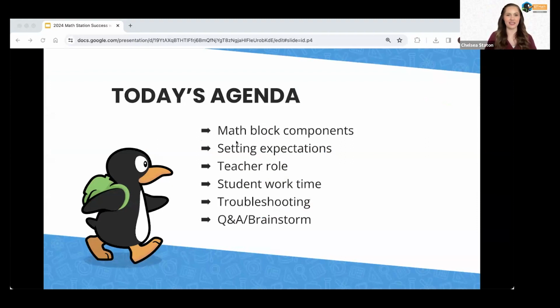Here's what we're going to be covering today. We're going to be looking at the components of a math block, especially when stations are involved, and then talking through setting expectations for stations. What is the teacher's job and role during stations? What are the students doing? And then troubleshooting some common pain points of stations.